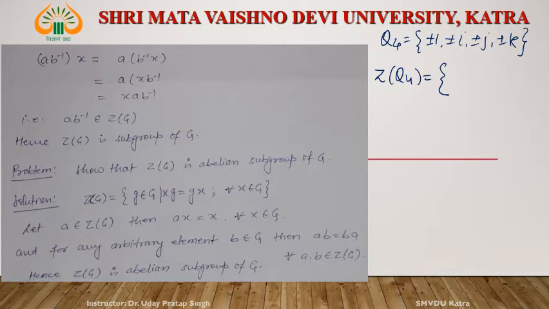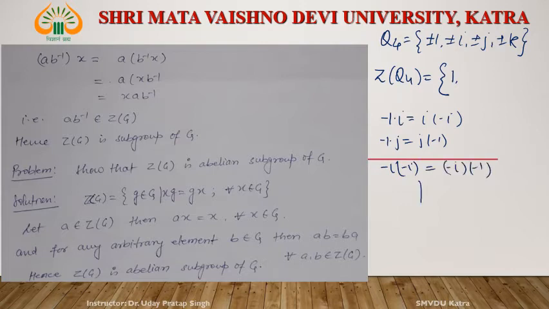Of course, the identity is here, no doubt. The identity commutes with every element of Q4. And which other element is in Z(Q4)? That is minus 1, since minus 1 times i equals i times minus 1. It means minus 1 satisfies the commutative law. Minus 1 times j equals j times minus 1. Minus 1 times minus i equals minus i times minus 1.